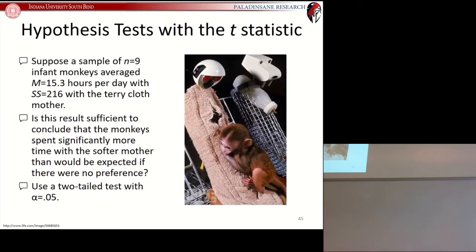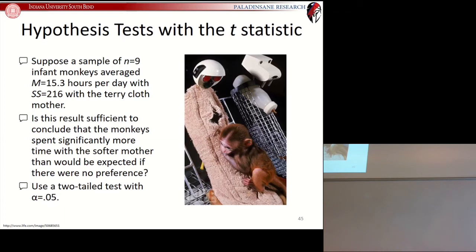They either do not come from the population that has no preference for mothers, or we got unlucky enough that we just chose these terry cloth loving monkeys. We got unlucky enough that we only chose monkeys randomly from this area of the population. So what we're going to see is how unlikely it is that we only chose those monkeys.